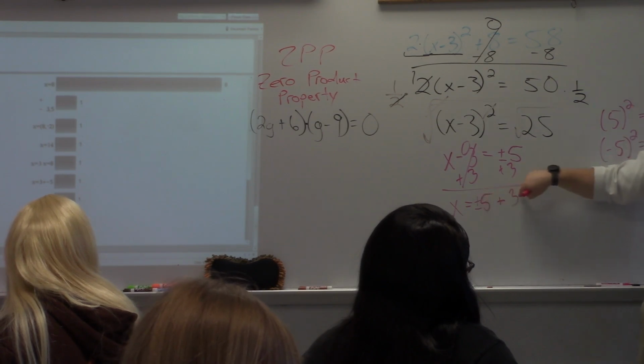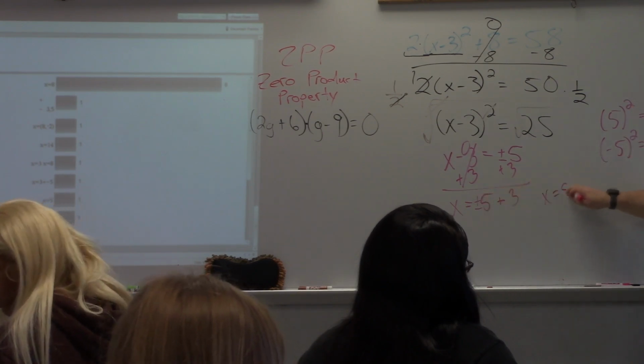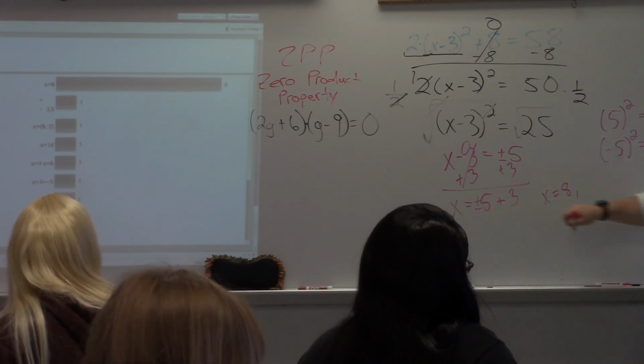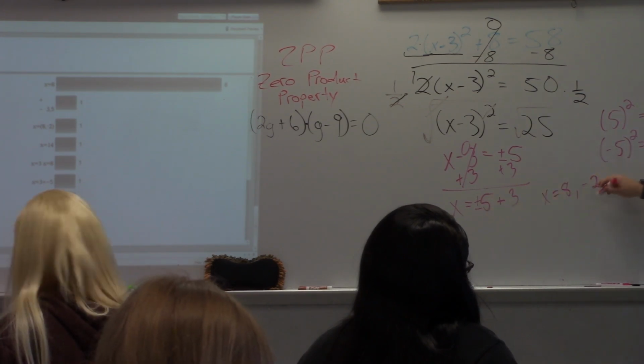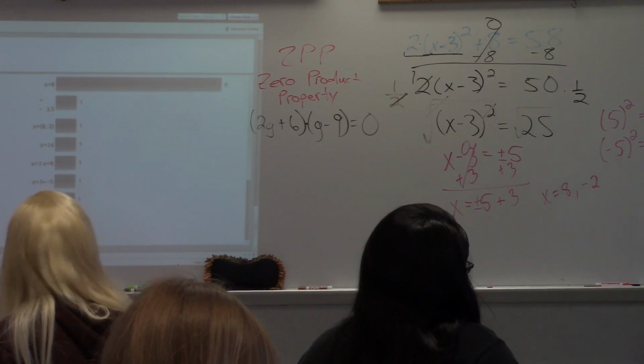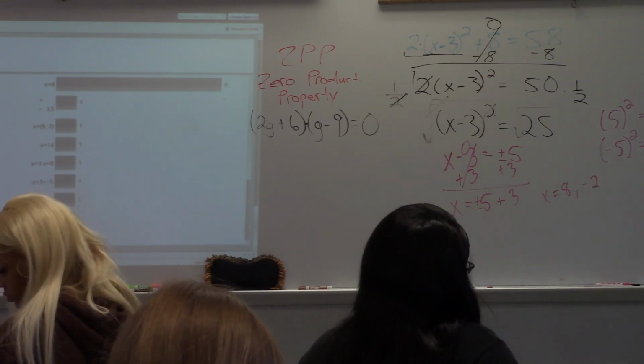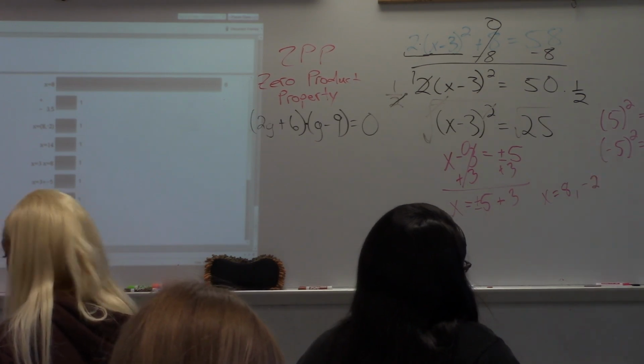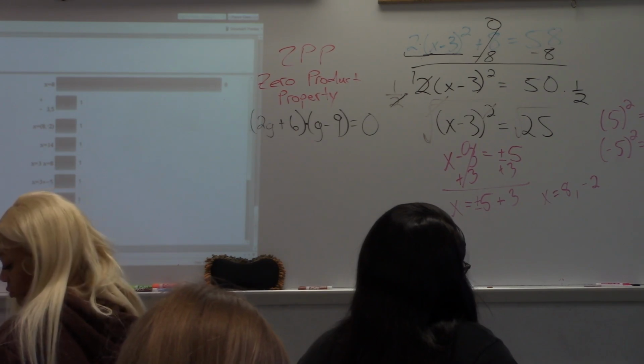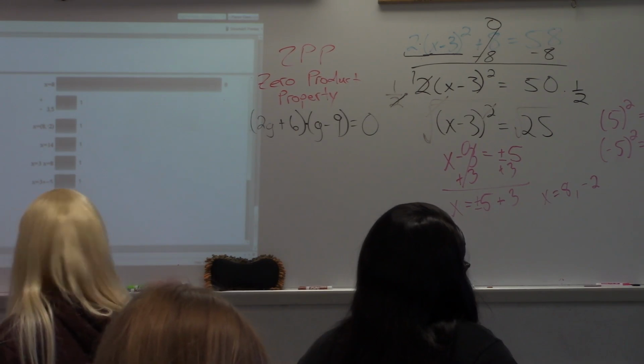Notice, what is 5 plus 3? 8. What is negative 5 plus 3? Negative 2. Remember how those were the solutions we checked at the very beginning of all this, and they both make the equation what? True.